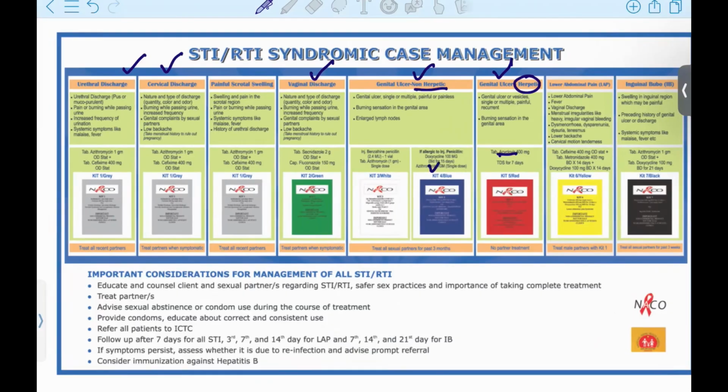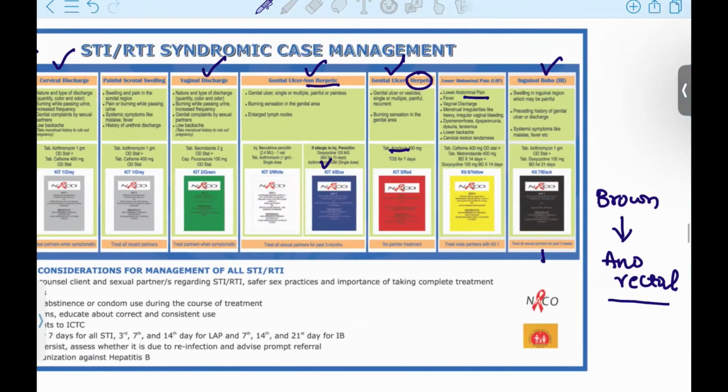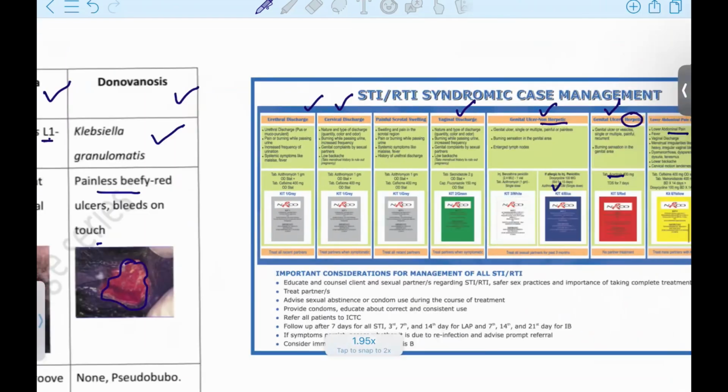Herpetic type is the red color. Non-herpetic is the blue color. Yellow is for lower abdominal pain and vaginal discharge. And black is for inguinal buboes. This is given for males who are having inguinal buboes. Okay. Gray: cervical, urethral, scrotal discharge. And vaginal for the green one. Blue for the non-herpetic. Red for the herpetic. Yellow for lower abdominal pain, and black for inguinal buboes. And brown for the anorectal discharge. This STD kit is also very important.